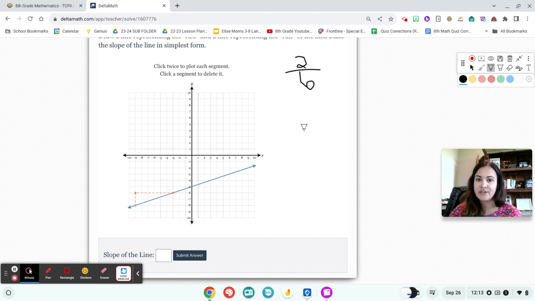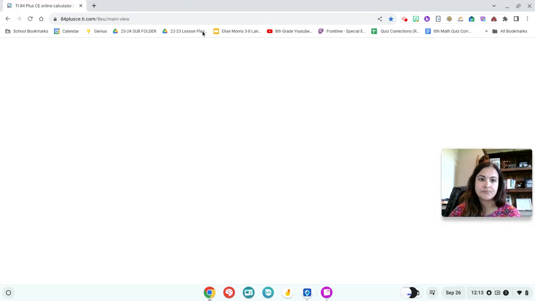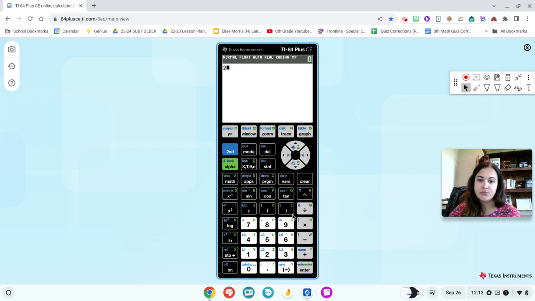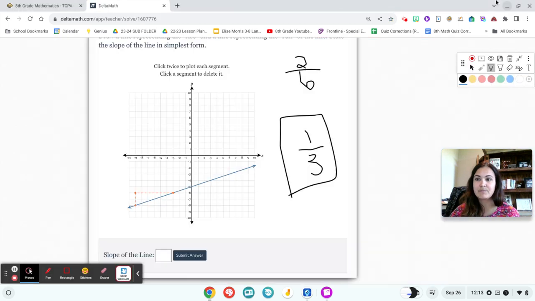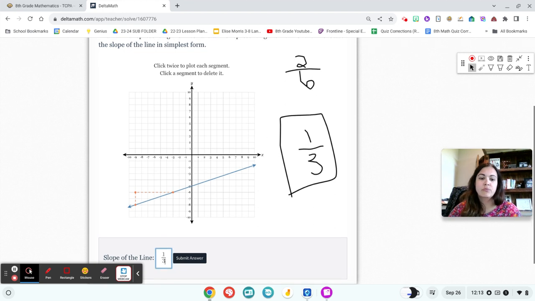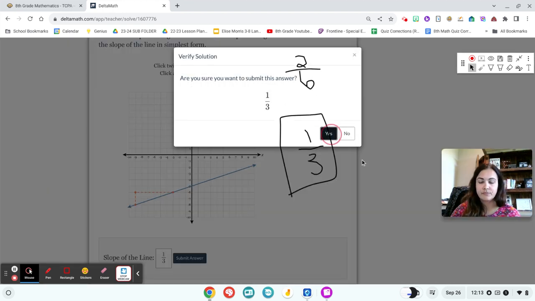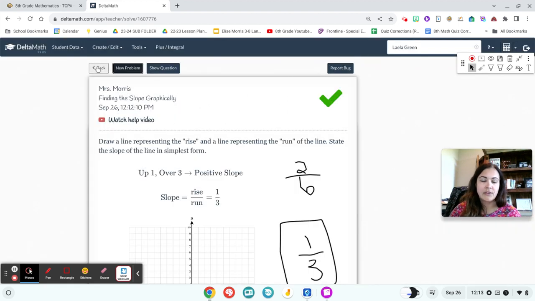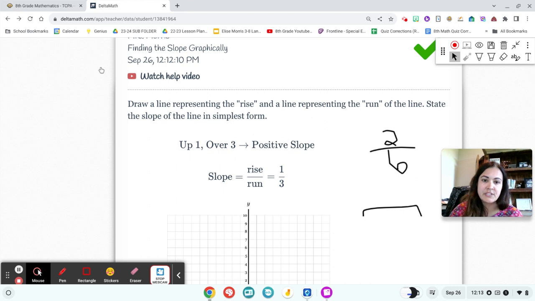I can reduce these by dividing by 2. So here is my final answer, 1/3. If you want to check yourself, go to your calculator and just do 2 divided by 6. It always gives you a decimal. You're going to go to math, enter, enter, and it will tell you that 2/6 is 1/3 simplified. So you can always check yourself before you put that answer in. So 1 over 3, 1/3. Okay, let me show you the next section.